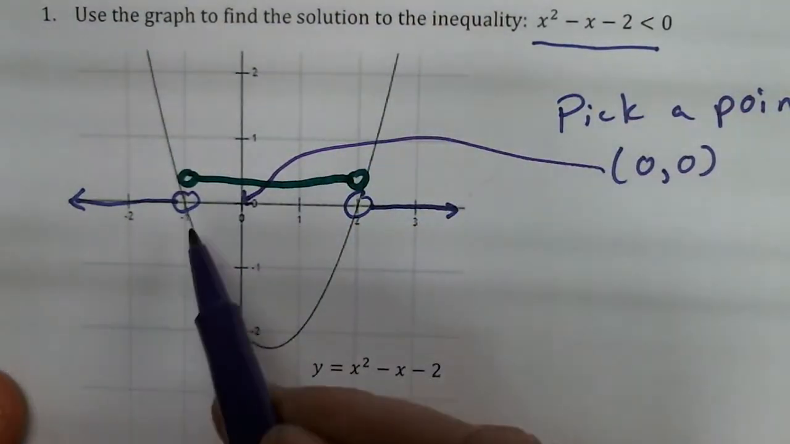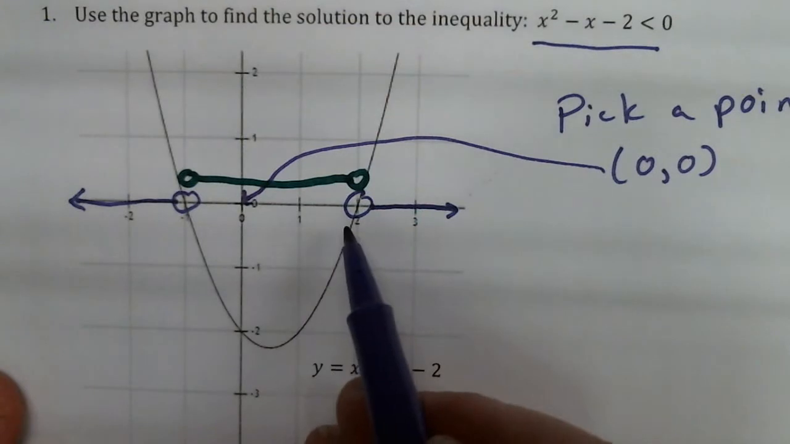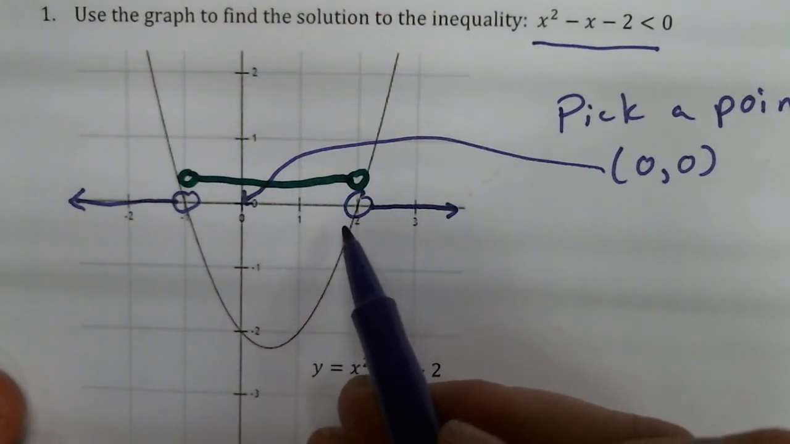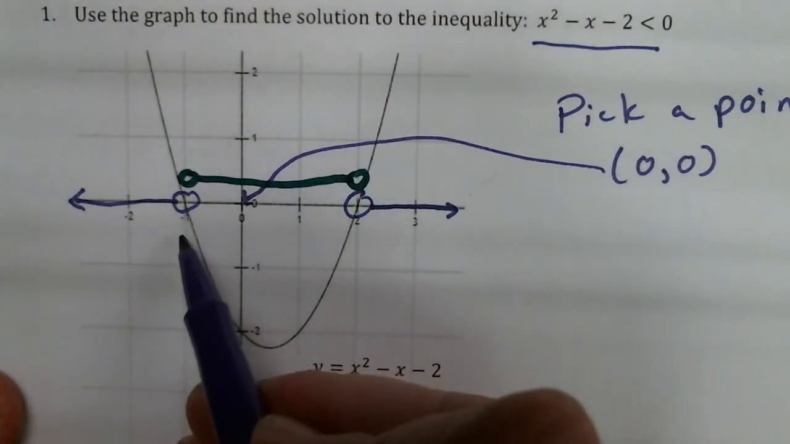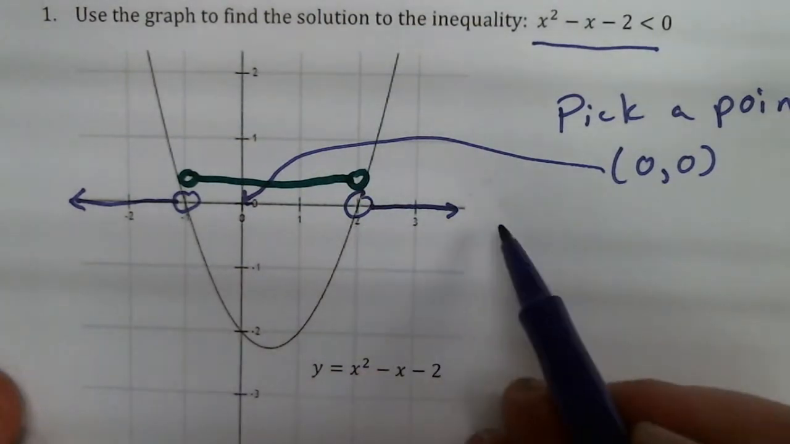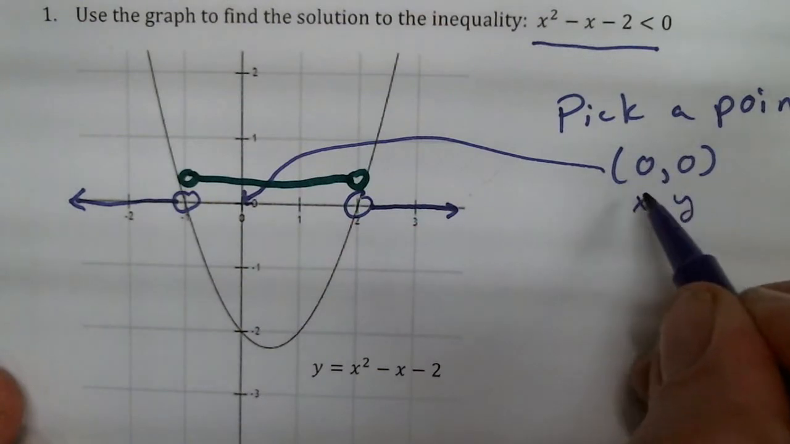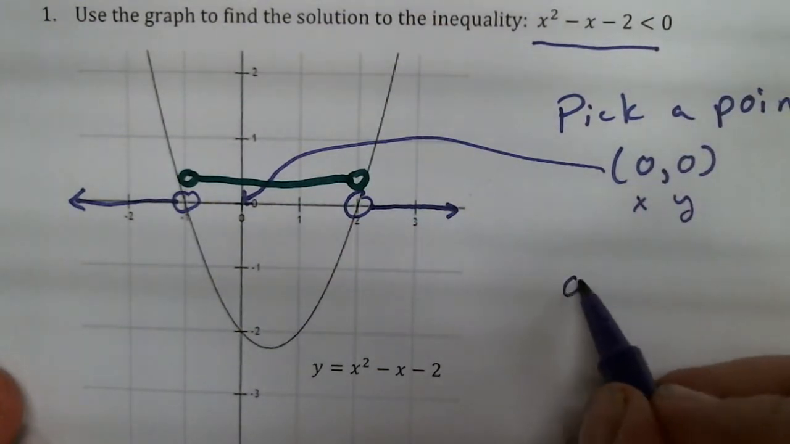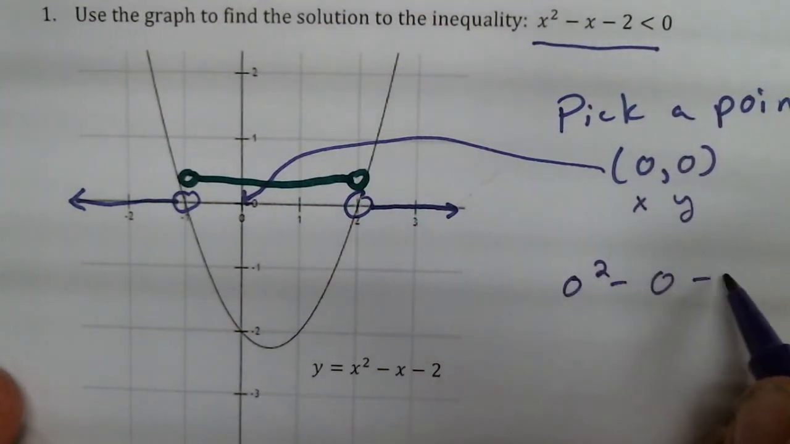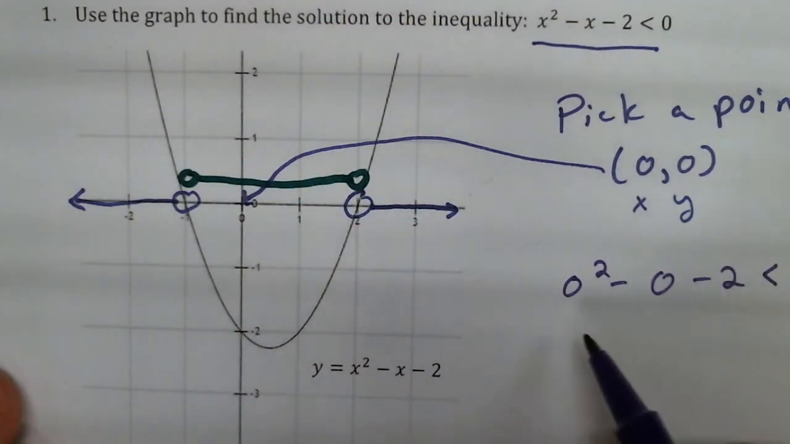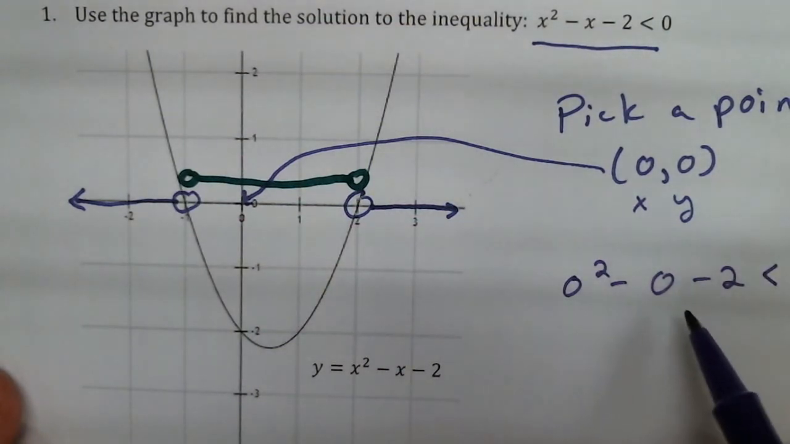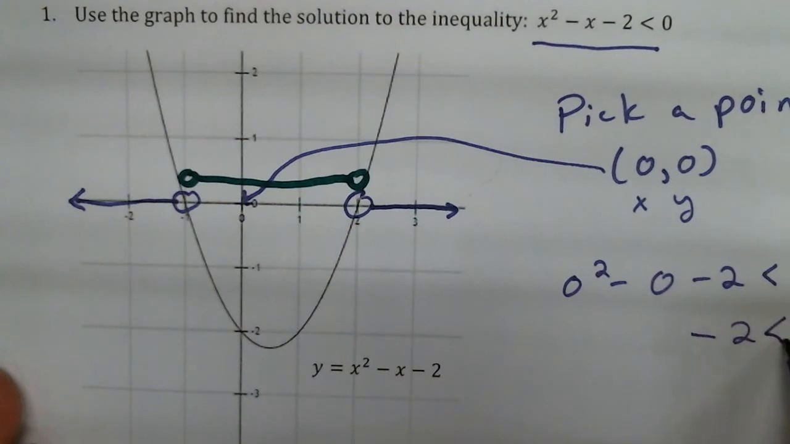If it works for that point, it means all of the points in between negative 1 and 2 are in the solution set. If it doesn't work, it means all of the points below negative 1 and above 2 are in the solution set. So we're going to put 0 in for x. 0 squared minus 0 minus 2 is less than 0. See if that's true. 0 squared minus 0 is 0. Minus 2 is negative 2, less than 0.